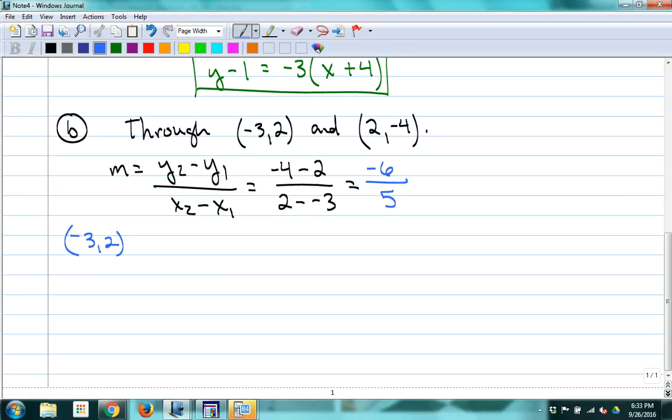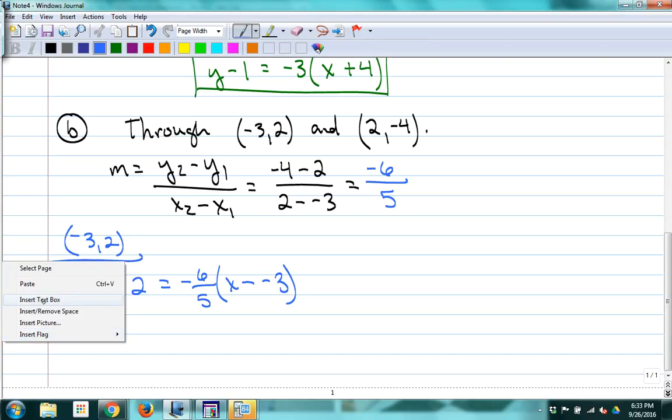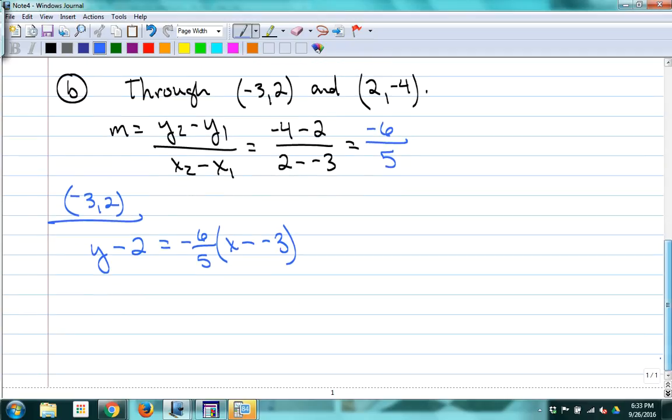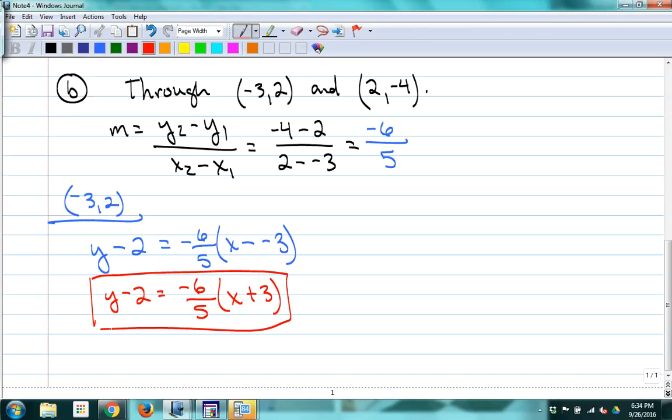Okay, so if we pick the first ordered pair, -3, 2, to use for this, I'm going to have y minus the y value, 2, equals the slope, -6/5, and x minus the x value. That's if I pick that ordered pair. And then I'm going to simplify that the same way we did example A. So that'd be y minus 2 equals -6/5 times x plus 3. That's one possible solution to this.